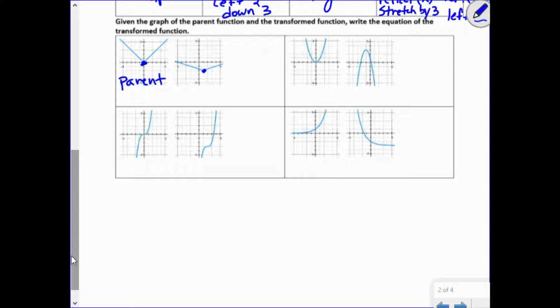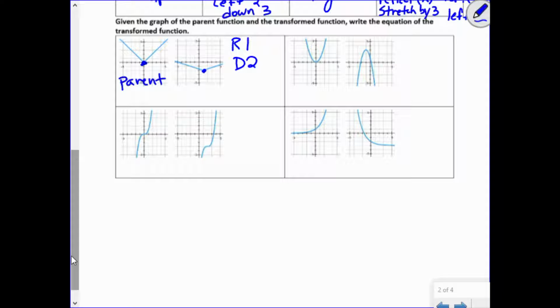Alright, how did I go from here to here? I had shifts. What are they? Okay, I went right by how much? By 1. Then I went down by 2. That's how this point ended up here. So everybody see that? You can count on your coordinate plane.